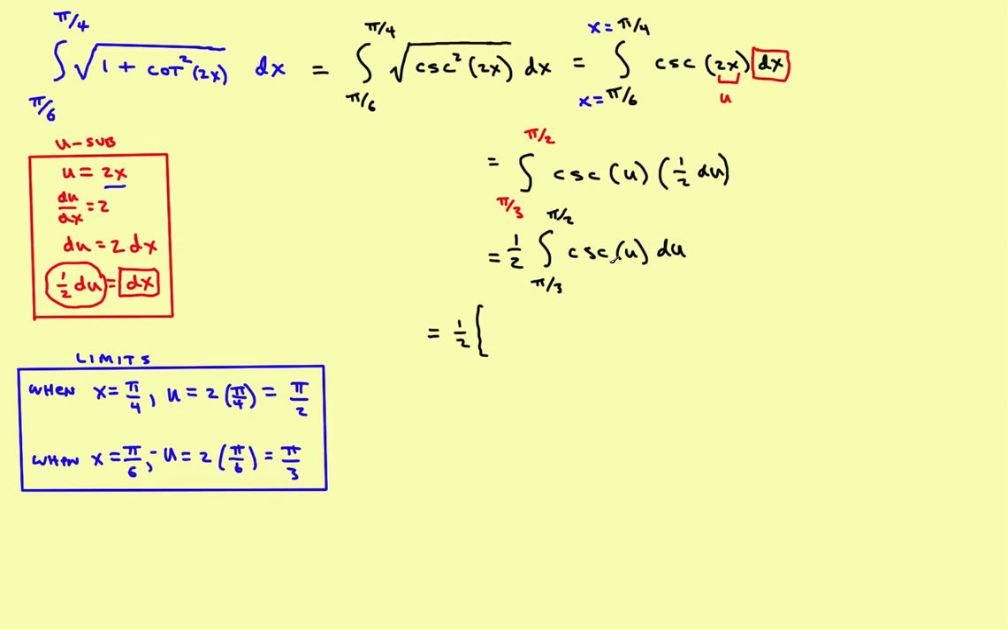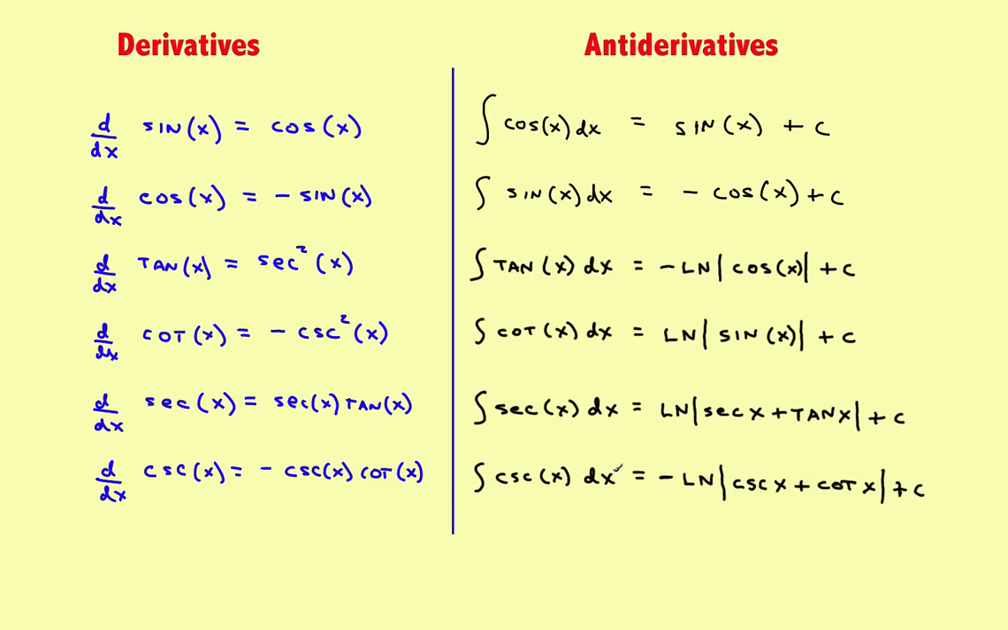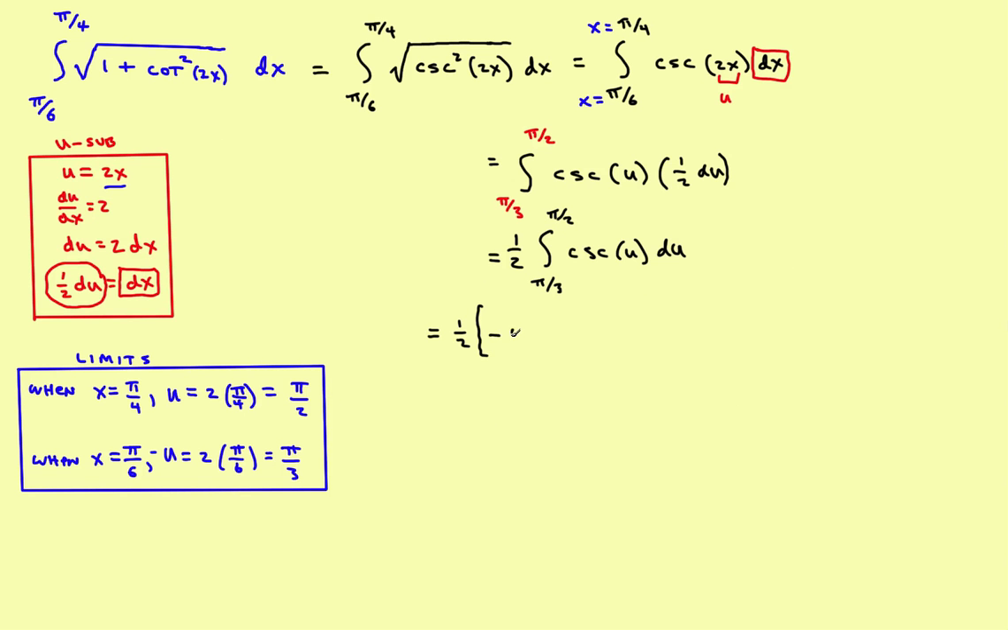And to find the integral formula, you go back to your list of rules. So you're looking for the antiderivative of the cosecant, and using the rules, the antiderivative of the cosecant is the negative of the natural log of the cosecant plus the cotangent. So we'll use that. So this will become the negative of the natural log of the absolute value of the cosecant of u plus the cotangent of u. And then put brackets around that, and we'll evaluate that from pi divided by 3 on the bottom to pi divided by 2 on the top.